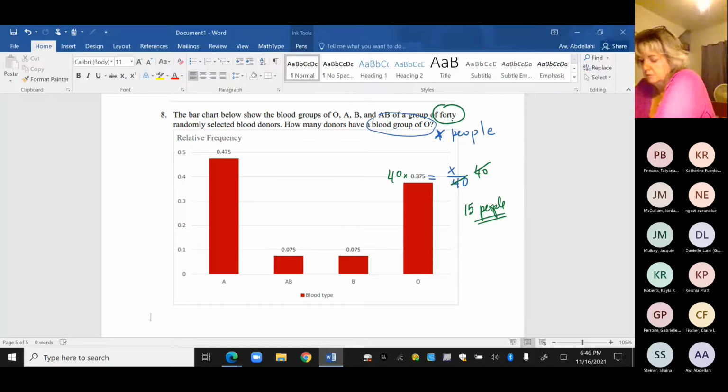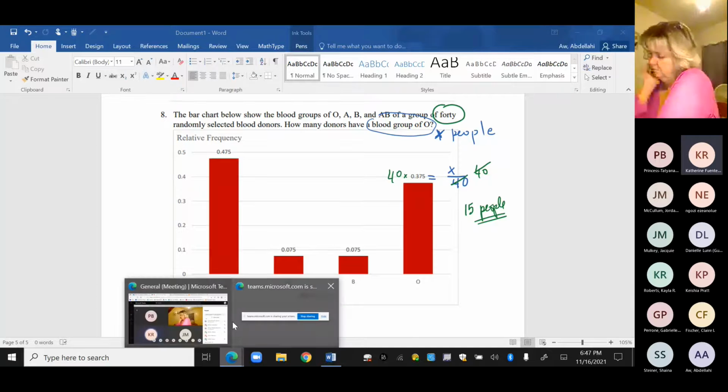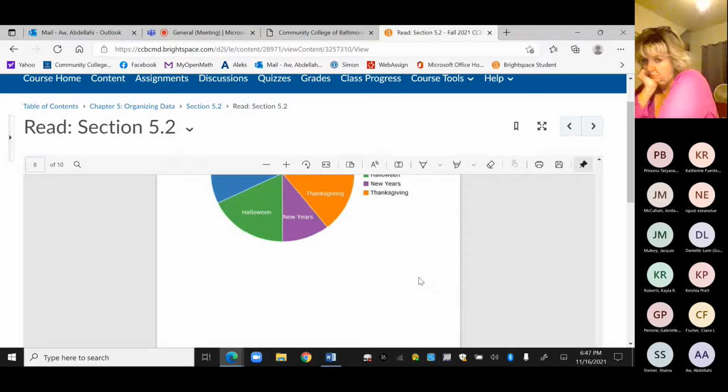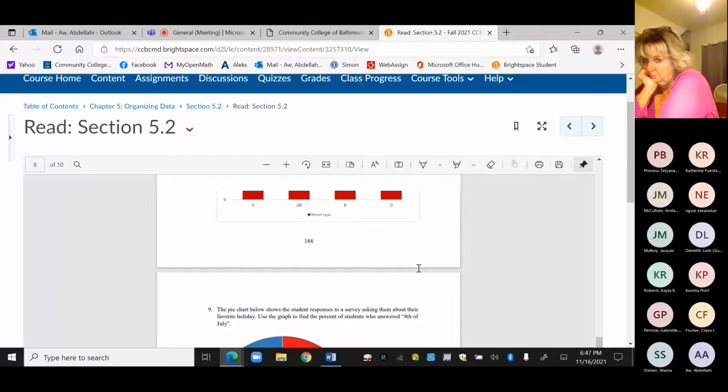But since we have 40, I know the relative frequency. For instance, if I say, how many people have blood group A, what are you gonna do? To get the number of people of group A, what are you gonna do? 40 times 0.475. Exactly, 40 times 0.475, etc. This is what you're gonna do to get that. So if you have relative frequency and you want to know the number, you multiply by the total number of people. Got it. Okay. So that is about this one right here.